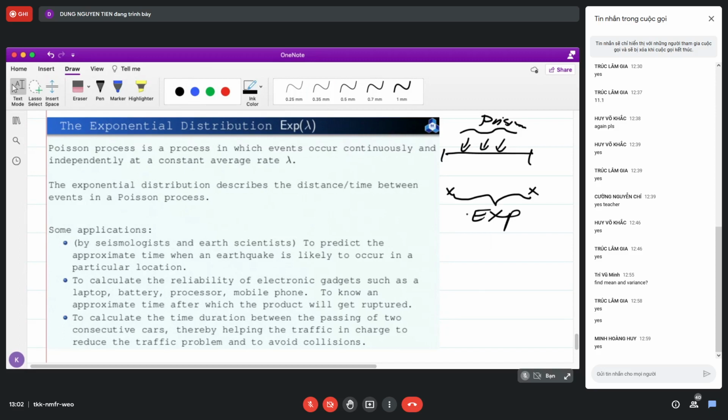Just like you can find the time between two cars. You have a detector right here. You have a car coming, and then you wait until the next car crosses this point. The time between those two events may follow an exponential distribution and so on.